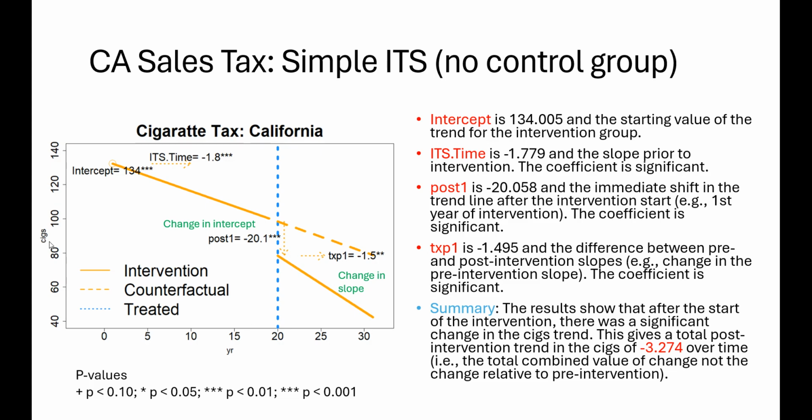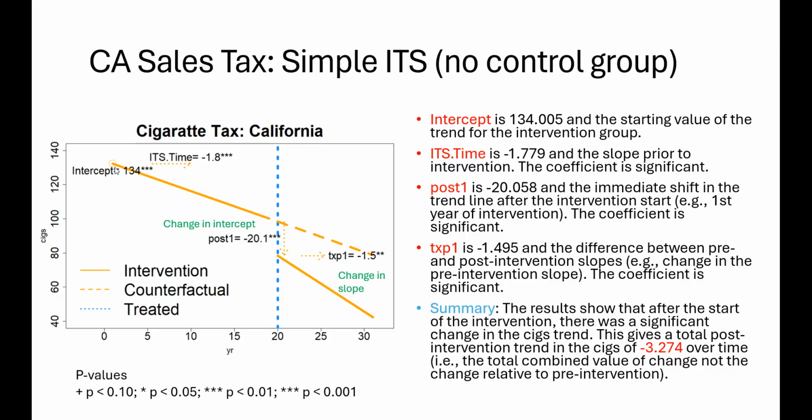And we have cigarettes sold, and these are packs per person for the entire population. So within a year, if you average out the number of cigarette packs sold to Californians, starting back in 1970, it was about 134. So that's our intercept. Let's go to the top right, and we can read the intercept as 134 packs sold, and it's the starting value of the trend for the intervention group.